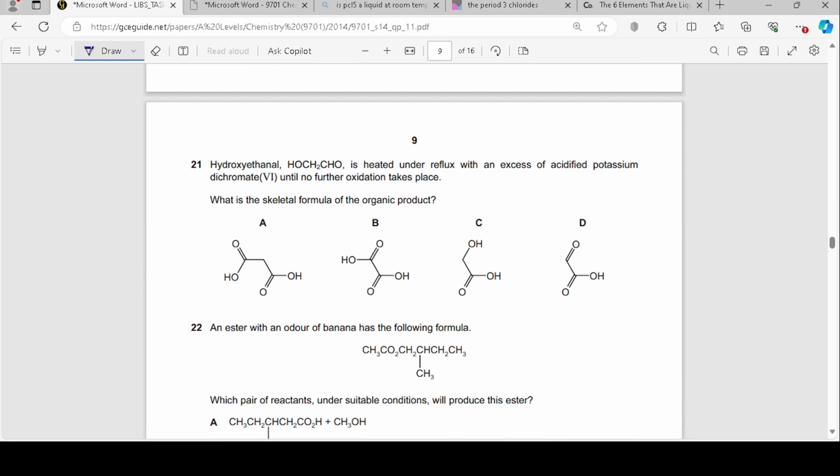Hydroxyethanol, HOCH2CHO, is heated under reflux with an excess of acidified potassium dichromate(VI) until no further oxidation takes place. What is the skeletal formula of the organic product?